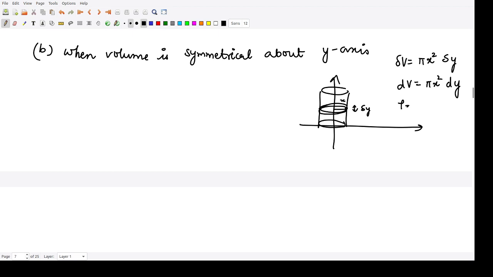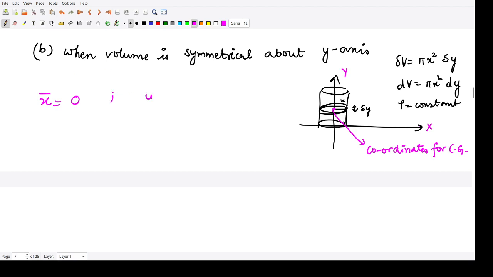And we take rho to be constant. In this case, what are the coordinates for this center of gravity? So the expression for x bar would simply be 0, because the center of gravity now lies on this y-axis, right?